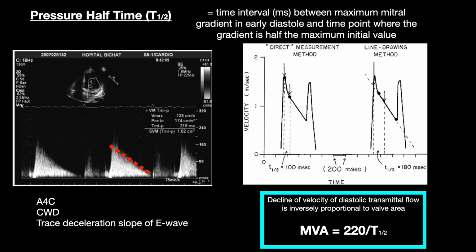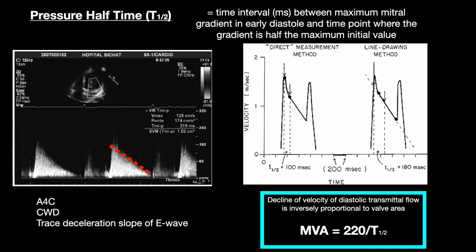Sometimes the deceleration slope is biphasic, which you can see on the left side of the white diagram. So sometimes it's biphasic with a rapid early diastolic drop, and in these cases the advice is to extrapolate the linear portion of the E wave and then measure that line, which you can see on the right side of the diagram.